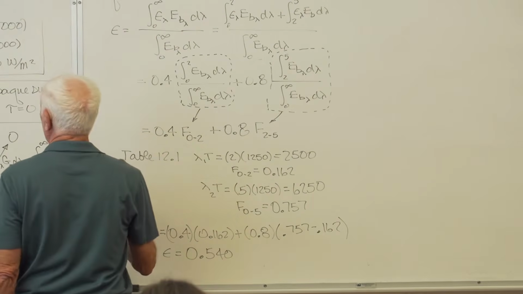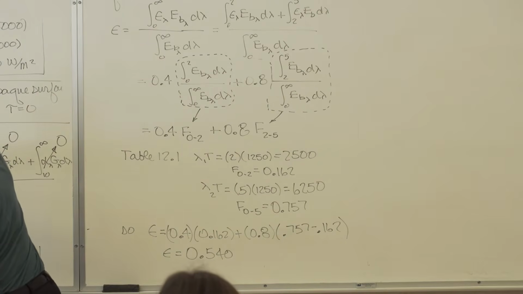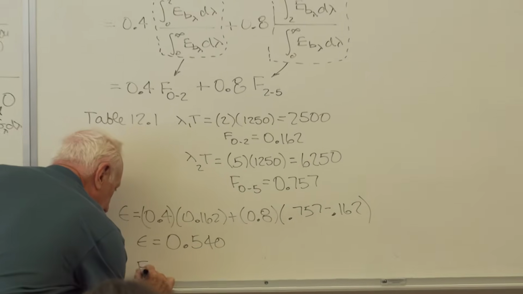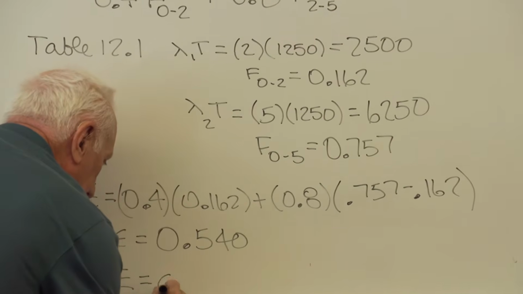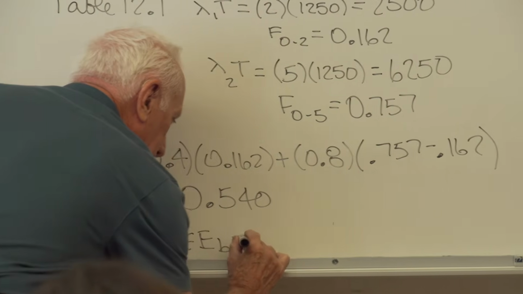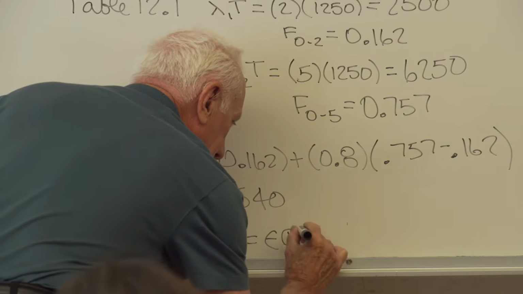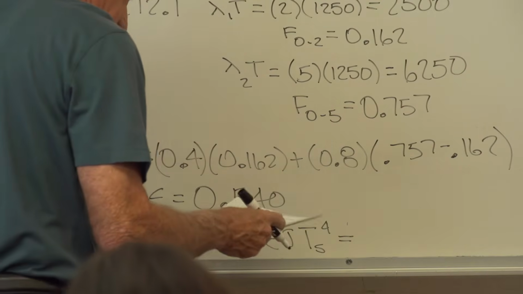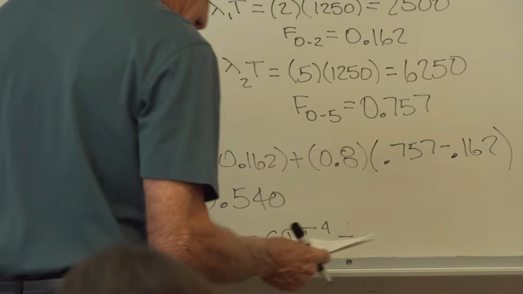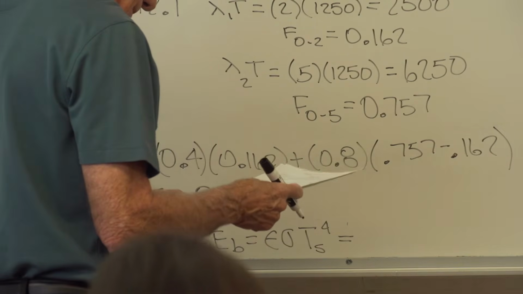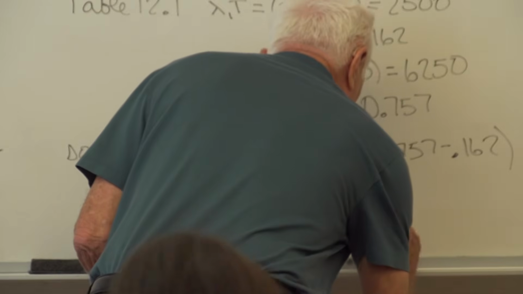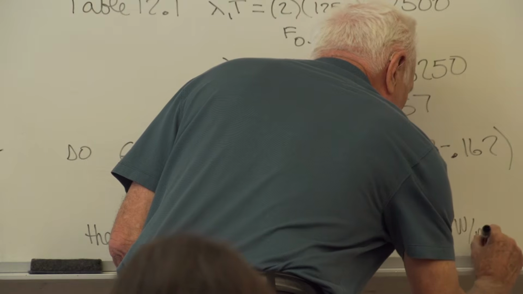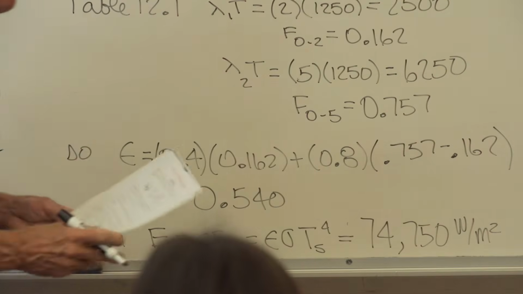I don't want epsilon, I want emissive power of the surface, capital E. So the emissive power of the surface is equal to epsilon E_b, which is equal to epsilon sigma T surface to the 4th, with surface temperature given 1250, absolute. Go ahead and figure it out. 74,750 watts per square meter. That's the emissive power of the surface.